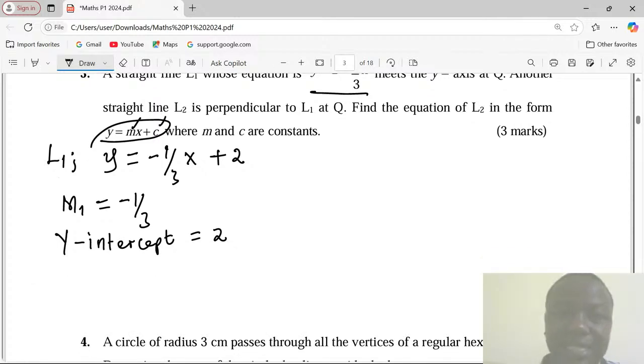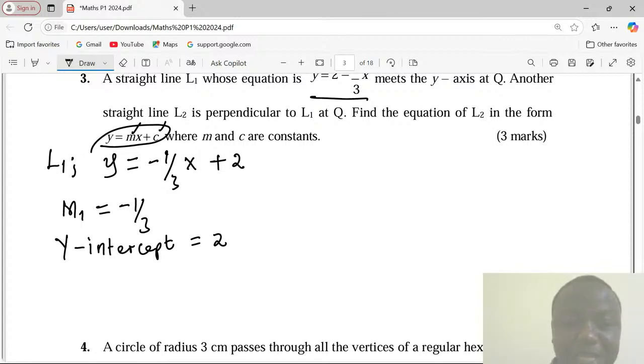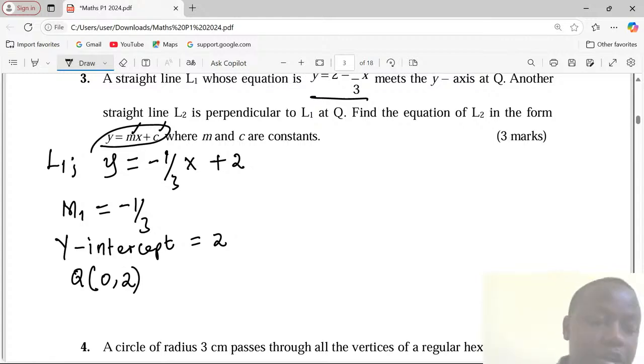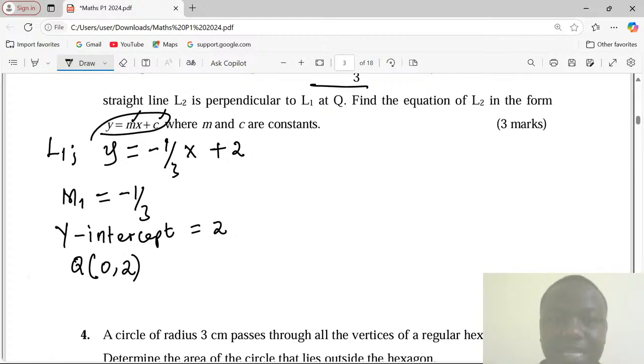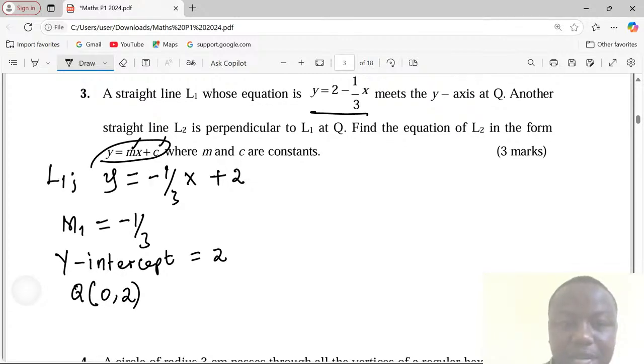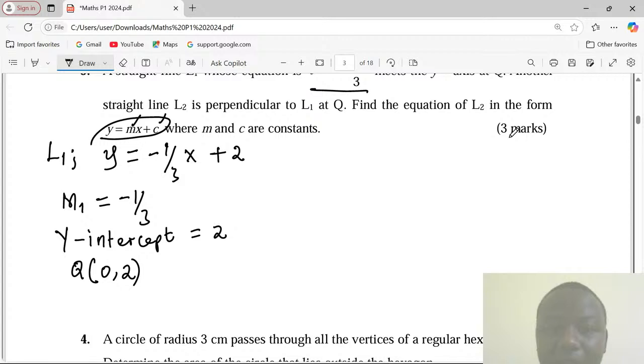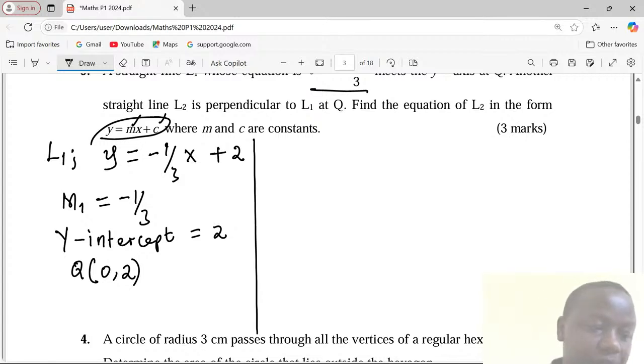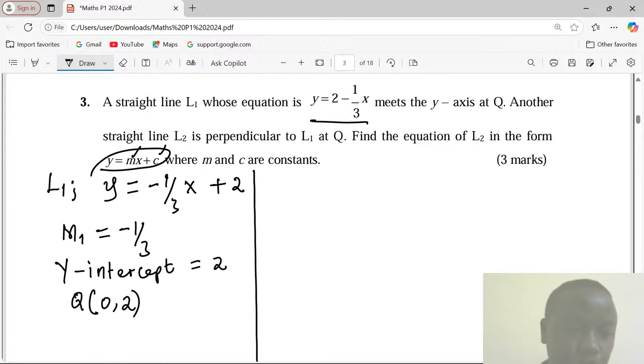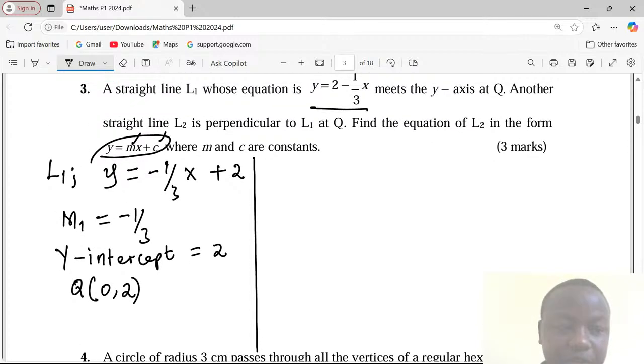So if the line cuts the y-axis at a point where y equals 2, then the coordinate at that particular point, which becomes the coordinate of Q, will be 0, 2. Reason being, at the y-intercept the value of x is usually 0. That goes without saying. Along the y-axis, the values of x are usually 0. So at a point where the line is cutting the y-axis, automatically the value of x is 0, and through that we can conclude that the coordinate of Q is 0, 2.